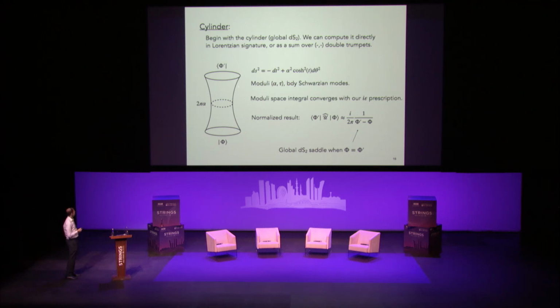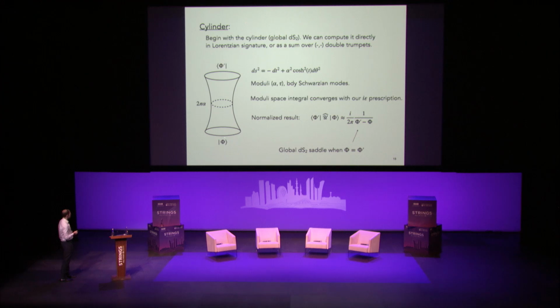If I think about it as a sum over Lorentzian cylinders, then this is what the geometry looks like. And our moduli are this alpha parameter here, which is like a size of the bottleneck of the cylinder, as well as a twist that relatively rotates, say, the past relative to the future. And okay, now I can justify our i epsilon prescription. We find that this moduli space integral over alpha and tau converges only with the i epsilon prescription that we chose. And the normalized version of the result that we get is this one right here.